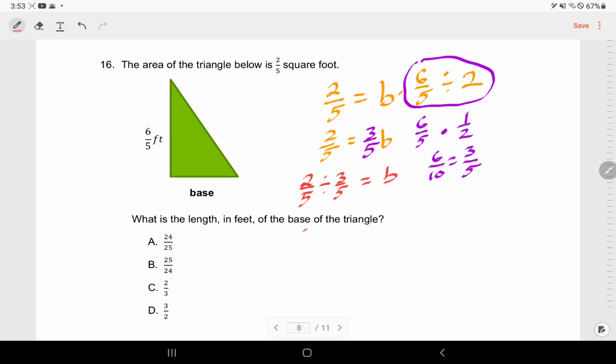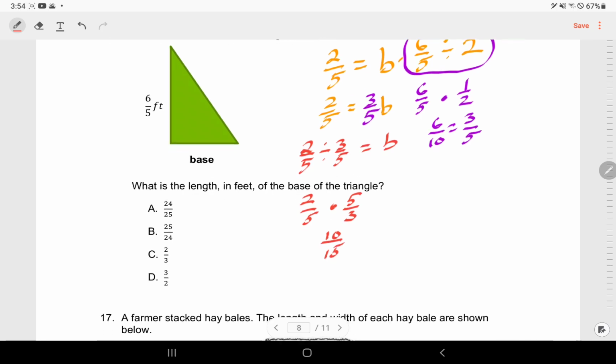Well, keep, change, flip. Well, 2 times 5 is 10. 3 times 5 is 15. Well, 5 goes into 10 and 15, so 10 divided by 5 is 2. 15 divided by 5 is 3. And so that's my b, 2/3. So the answer is C.